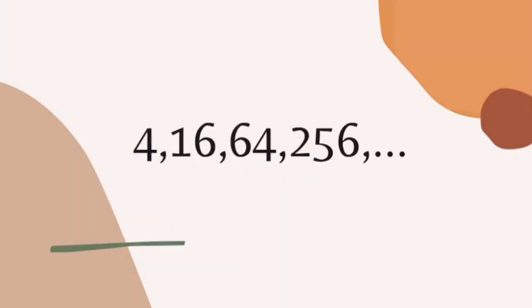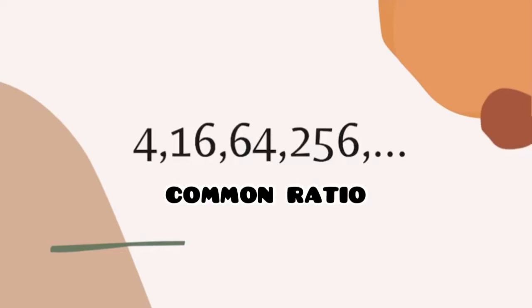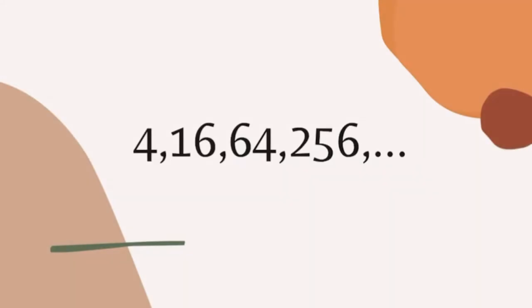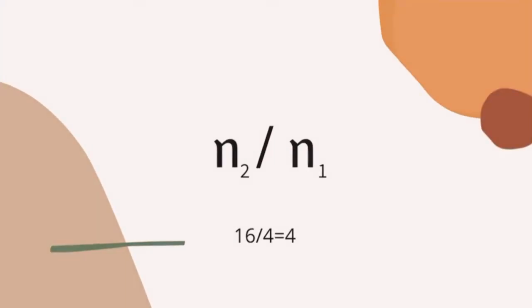This is a geometric sequence. As you can see, it is constantly multiplied by 4. 4 times 4 is 16, and 16 times 4 is 64, and so on. The number that is constantly being multiplied to each term is called the common ratio, which can be found using this formula, which can be substituted to 16 divided by 4 and will equal to 4.